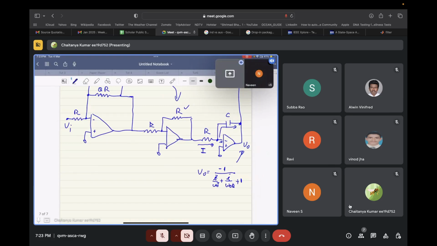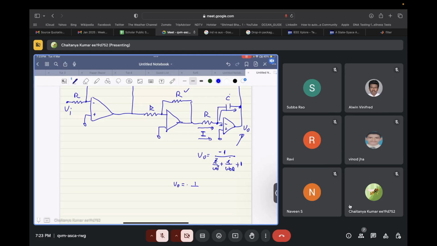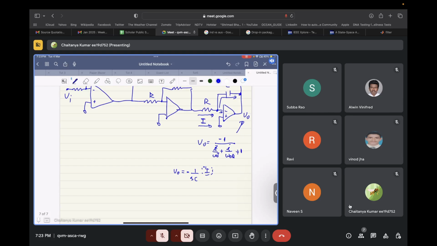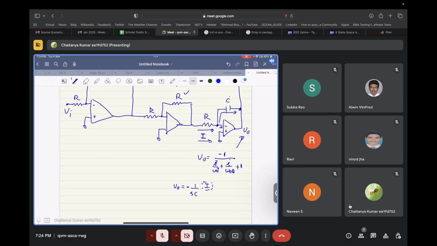So now you know that this current times this capacitance gives you minus 1 by S square by omega naught square plus S by omega naught Q plus 1. Now, let's say this current was not supposed to change and I wanted a voltage that is A times this thing. Since I know that this voltage is equal to minus 1 by SC times I, and somehow I managed to keep this I constant, and I want to increase this voltage by a factor of A, what shall I do to the capacitance?